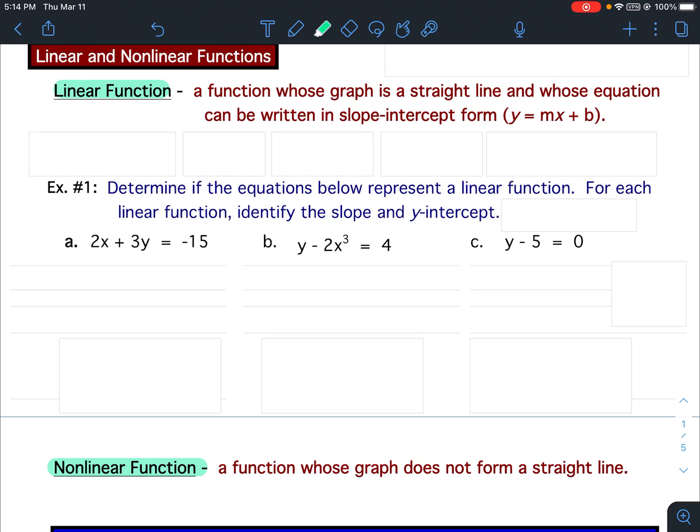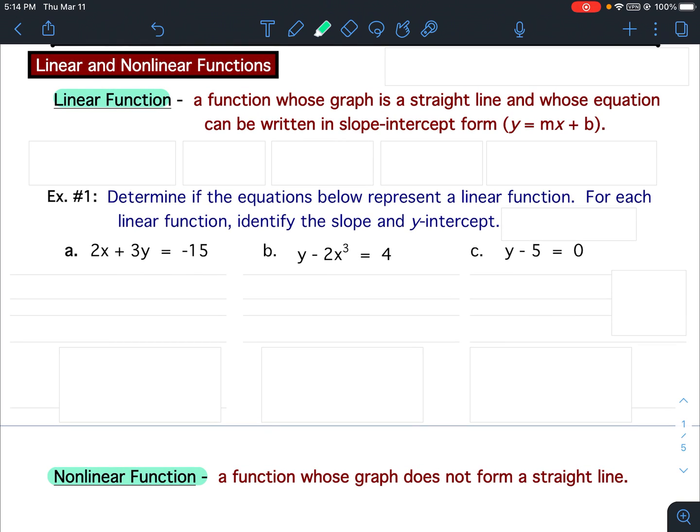Okay, a linear function is a function whose graph is a straight line and whose equation can be written in slope-intercept form. So it can be written as y equals mx plus b. Let's take a look at some examples. The first example is y equals 3x plus 2. The slope in this case would be the 3, the y-intercept would be the 2. Slope is in front of x, y-intercept is behind x.